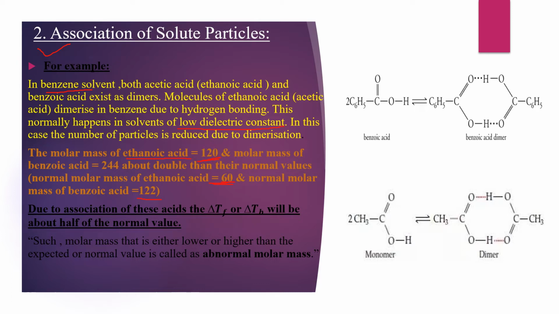We have discussed abnormal molar mass due to dissociation of solute particles, in which we discussed ionic solutes. An ionic solute on dissociation increases the number of moles of solute particles in the solution, and due to this the colligative property will increase. Since molar mass decreases, the colligative property increases.